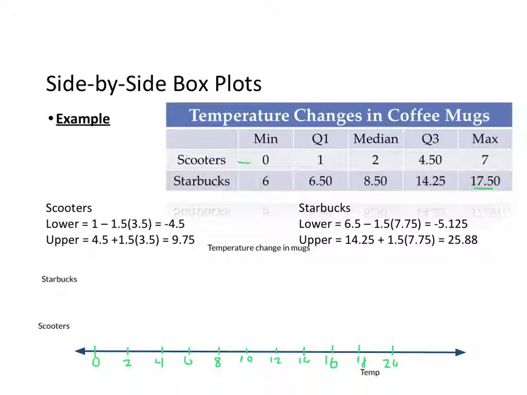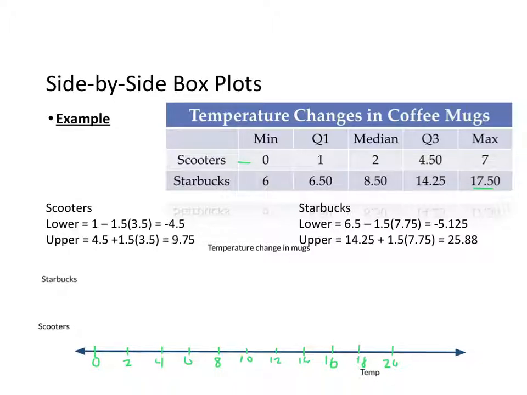Okay, so because we had no outliers, which we determined on the last slide, we just plot the 5-number summary. So I know the lower whisker for Scooters is at 0.